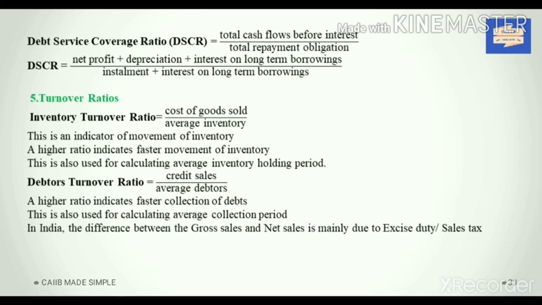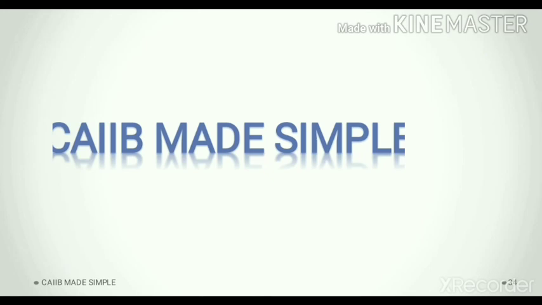Turnover ratios. The first one is inventory turnover ratio, that is cost of goods sold by average inventory. This is an indicator of movement of inventory. A higher ratio indicates faster movement of inventory. This is also used for calculating average inventory holding period. Debtors turnover ratio will be credit sales by average debtors. A higher ratio indicates faster collection of debts. This is also used for calculating average collection period. In India, the difference between gross sales and net sales is mainly due to excise duty or sales tax.